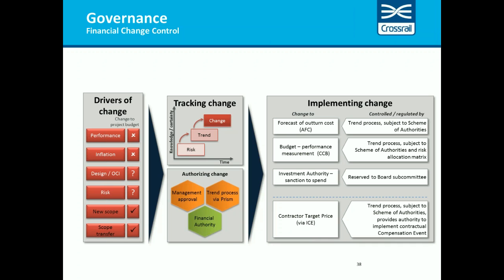Different types of change are implemented through different mechanisms. So, for example, investment authority is reserved only for the commercial and change subcommittee and Crossrail board. Other items can be closed out much more simply through the trend process, subject to having the right level of delegated authority in place.